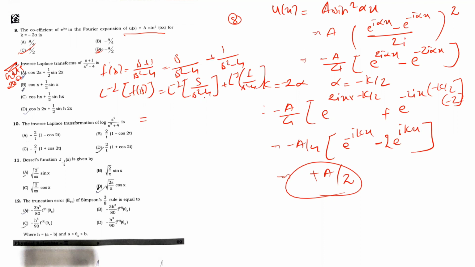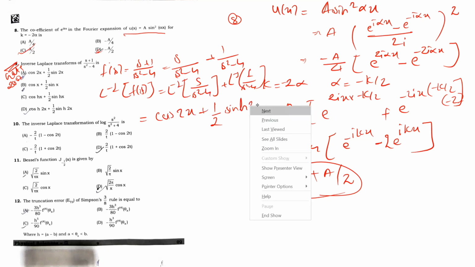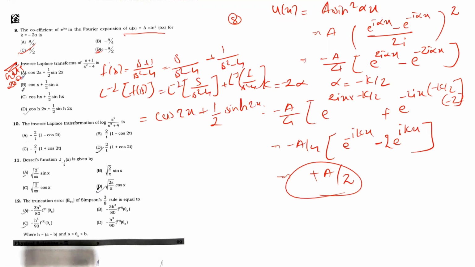For s by s square minus 4, it is obviously cos hyperbolic 2x, because this is 4, so it is 2x. Plus here what you will have? For this you will have 1 by 2, right? This is 1 by s square minus 4. So it is obviously sine hyperbolic 2x. Okay, just a second. This is also cos hyperbolic. Remember, this is also cos hyperbolic. So the correct option is option D.